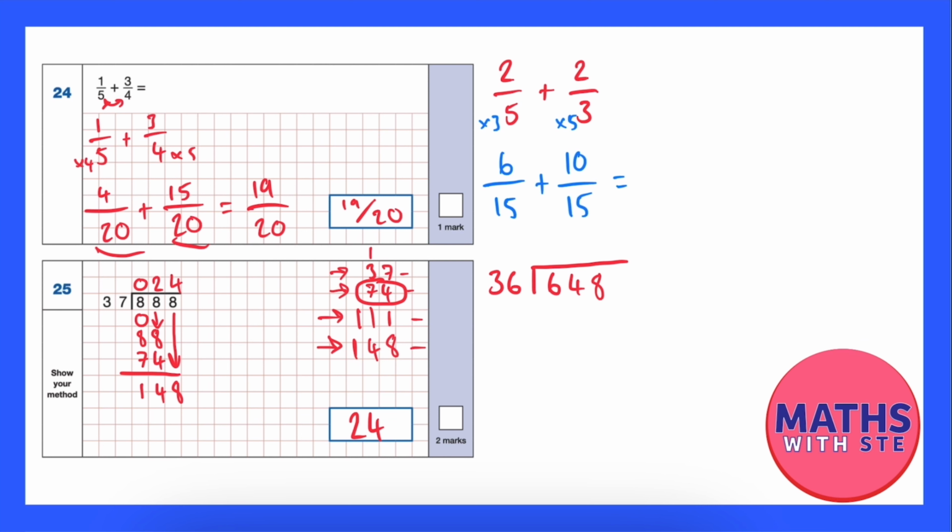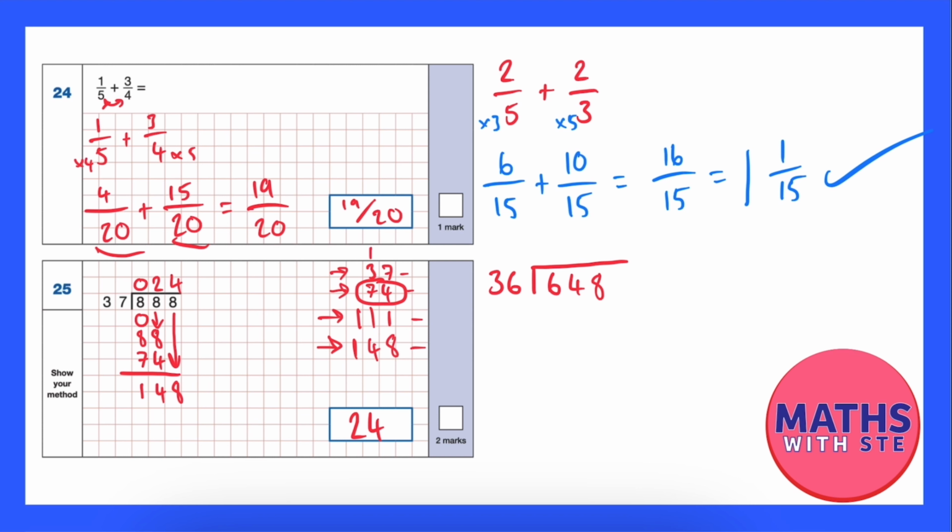Now if I add these across, it's going to be 6 add 10, which is 16. And 15 would stay the same. Now we've got an improper fraction, haven't we? So 15 goes into 16 one time with 1 left over, and 15 is the denominator. So there's the answer to that one.